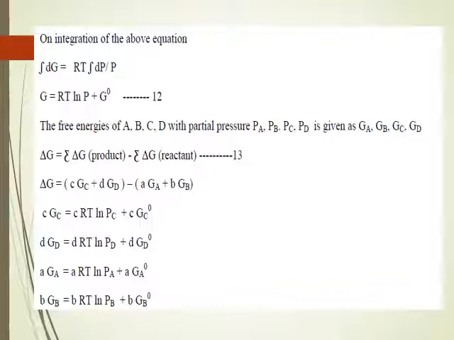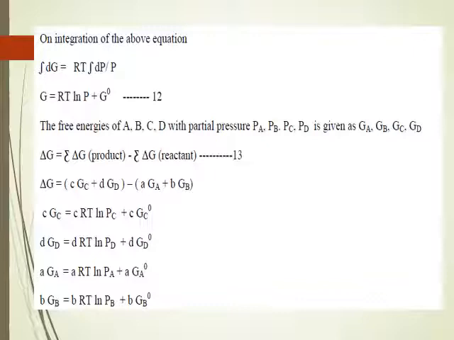Now the free energies of A, B, C, D with the partial pressures PA, PB, PC, PD are given as GA, GB, GC and GD. We know that delta G is nothing but the summation of delta G of the products minus the summation of delta G of the reactants. So from this we write delta G is equal to C into GC plus D into GD, that is the products, minus the reactants.